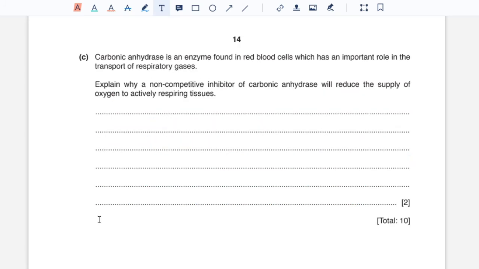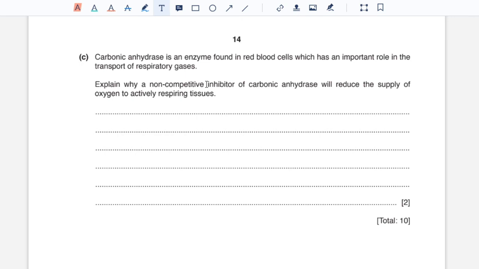C. Carbonic anhydrase is an enzyme found in red blood cells which has an important role in the transport of respiratory gases. Explain why a non-competitive inhibitor of carbonic anhydrase will reduce the supply of oxygen to actively respiring tissues. A non-competitive inhibitor would bind to the allosteric site of the enzyme and change its tertiary structure, and this prevents the formation of hydrogen carbonate and therefore the formation of hydrogen ions and carbonate ions.